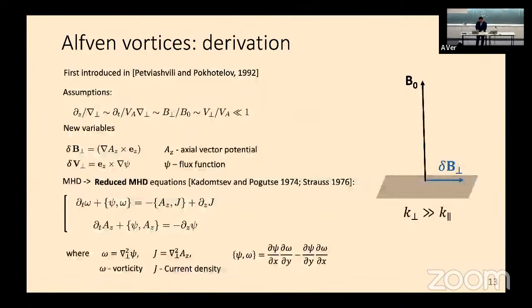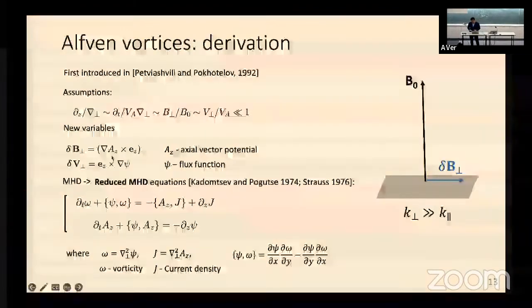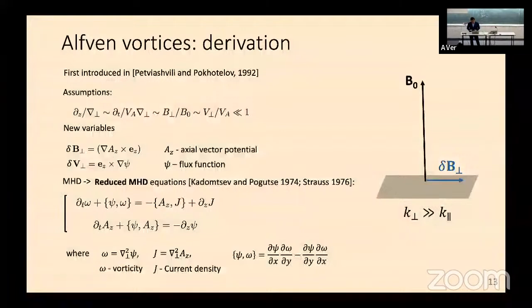So let us start with the model. The Alfvén vortex model was introduced by Petviashvili and Pokhotelov. It is based on the reduced MHD equations, a kind of simplification of the MHD equations in the case where the fluctuations are perpendicularly anisotropic and slowly varying. In this case, instead of the vector MHD equations, we obtain only two equations for scalar quantities: A_z, which is the Alfvénic vector potential, and psi, which is the flux function. So these are the reduced MHD equations.